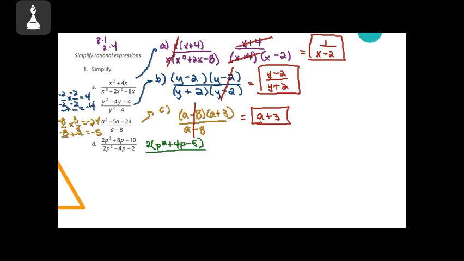And now I have 2 trinomials. So what plus what equals 4? Those same 2 numbers multiply to make negative 5. Well, there's only one way to make 5 when you multiply: 5 and 1. So I have to figure out that's going to be 5 minus 1 to make 4, and 5 times negative 1 is negative 5. So on top, I have a 2, I have a p plus 5 and a p minus 1.